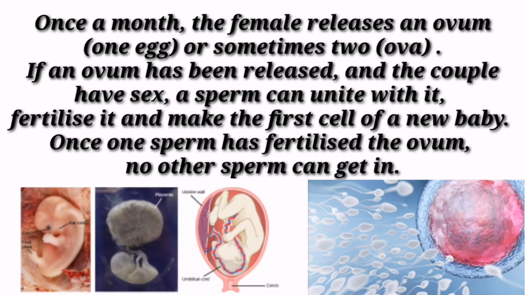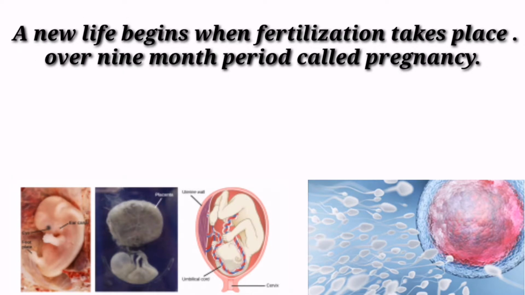Once a month, the female releases an ovum, or sometimes two. If an ovum has been released and the couple have sex, a sperm can unite with it, fertilize it, and make the first cell of a new baby. Once one sperm has fertilized the ovum, no other sperm can get in. A new life begins when fertilization takes place, over a 9-month period called pregnancy.